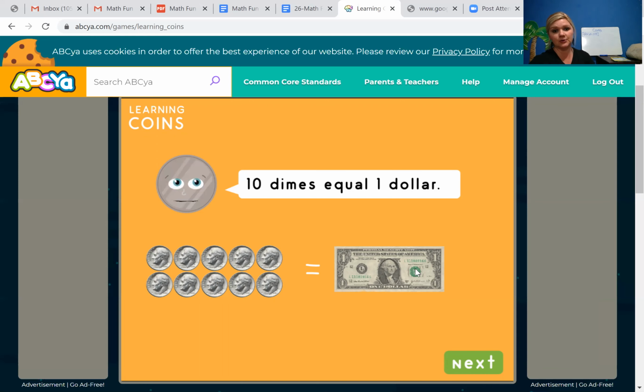So dimes are worth 10. So we would count by 10. Let's try that. 10, 20, 30, 40, 50, 60, 70, 80, 90, 100. You need 100 cents to equal a dollar.